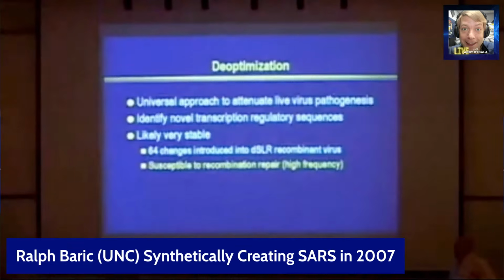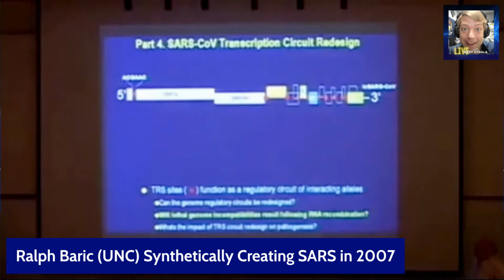Okay, so our data certainly is in agreement with Eckert's work that suggests that deoptimization, or strategies to downregulate translation of viral genes, could function as a universal approach to attenuate pathogenesis. In the case of coronaviruses, we can identify novel transcription regulatory sequences that we didn't know exist. We're trying to decipher that, and these are likely very, very stable. However, in the case of coronaviruses and polioviruses, these are both susceptible to recombination repair. And so we needed a strategy to get around that. And so that's actually the last part of my talk, which should take a couple of minutes, in which we devised strategies to alter the transcription circuits of coronaviruses.